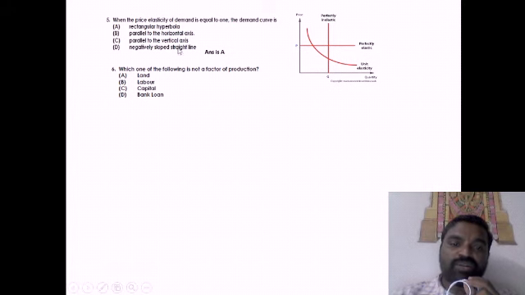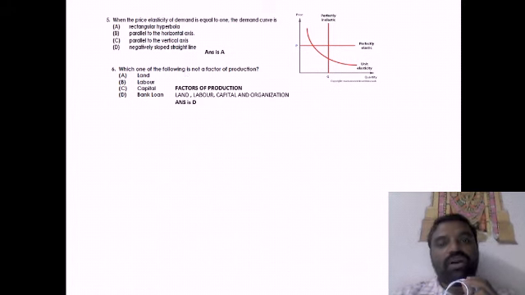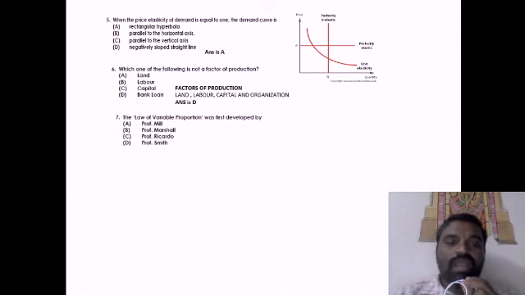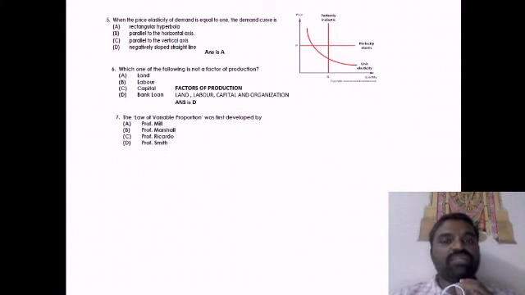Next question: which one of the following is not a factor of production? Actually the factors of production are land, labor, capital and organization. Here bank loan is there, it is not a factor of production. In the case of the factors of production, land will be given rent, labor will be given wages, capital will be given interest, and organization will be given profit, right?